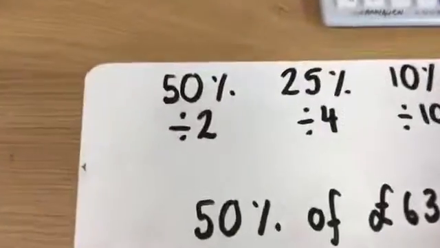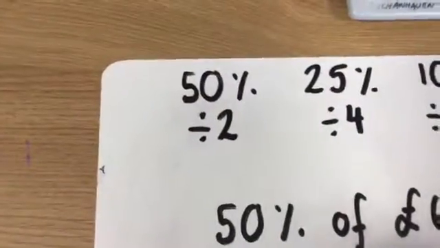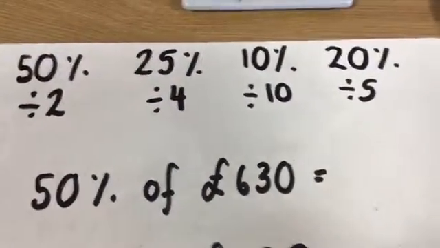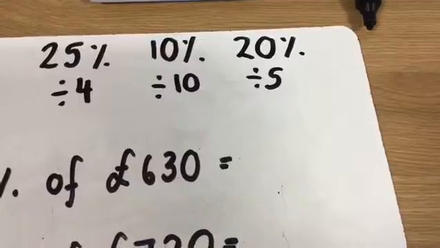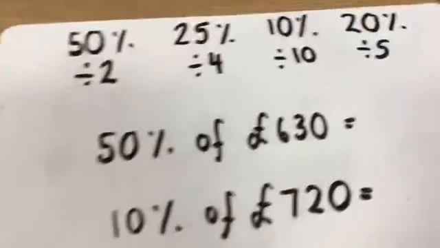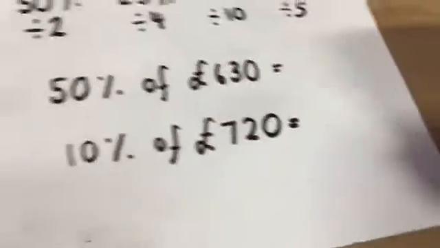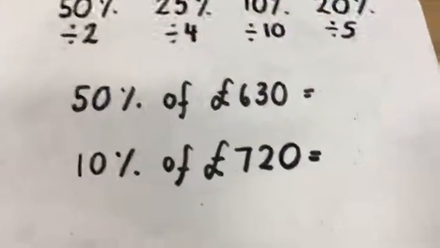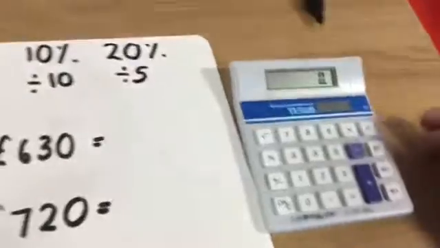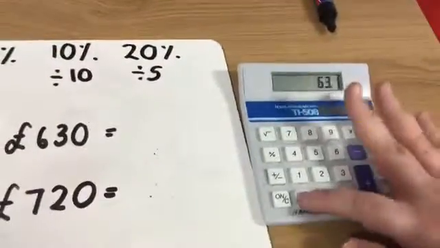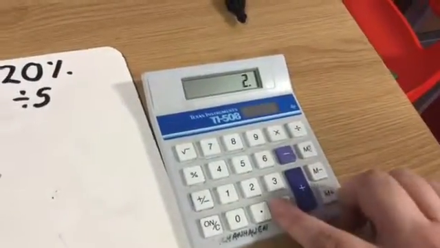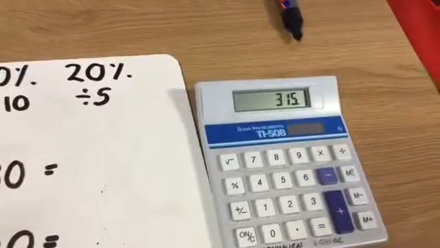So for example, if you are finding 50%, you obviously divide the amount by 2. 25% you can divide it by 4, 10% you divide by 10, and 20% you divide by 5. So for example, if we are coming to find 50% of £630 on our calculator, we would type in the starting amount, 630, and to find 50% we divide by 2. So that would be £315.